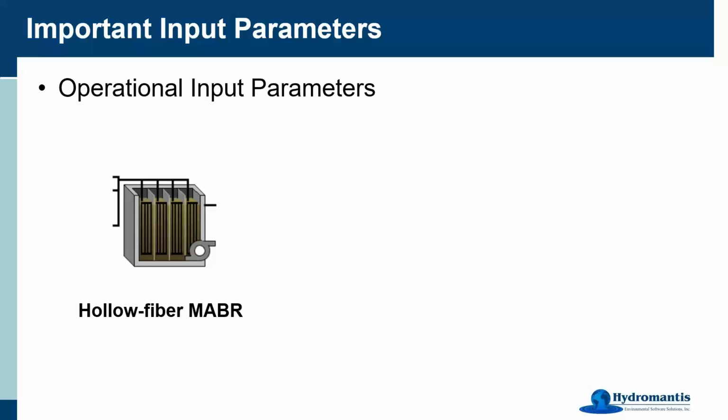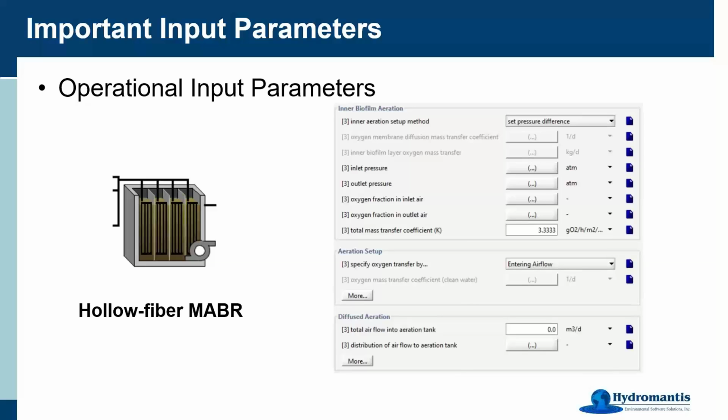Okay, so now for operational, which is the other main thing that you need to make sure you have done correctly. For the hollow fiber MABR, we have an operational menu, which is where you're going to define the aeration going on in your system. You'll see here that for this particular unit, we have a pressure difference model available, where you would specify not an airflow, but rather the pressure that you're applying the air at, what it is at the end, and your oxygen fraction in air.